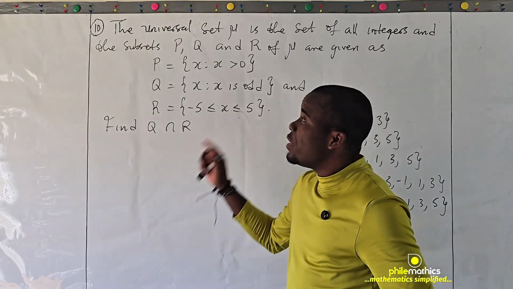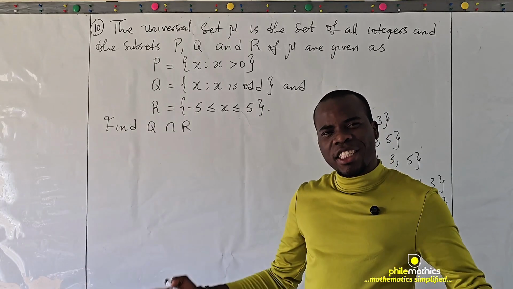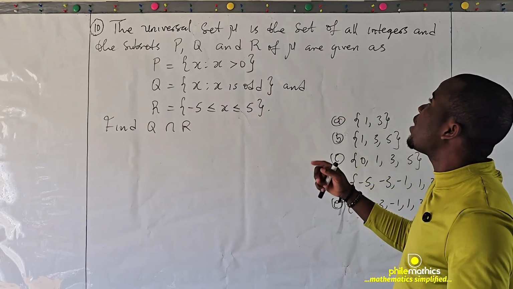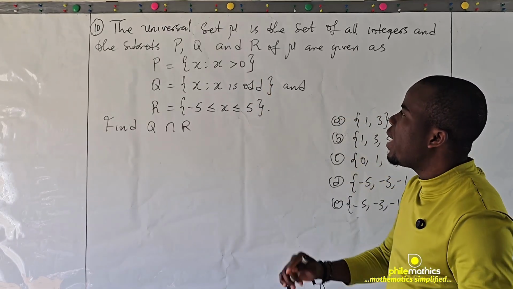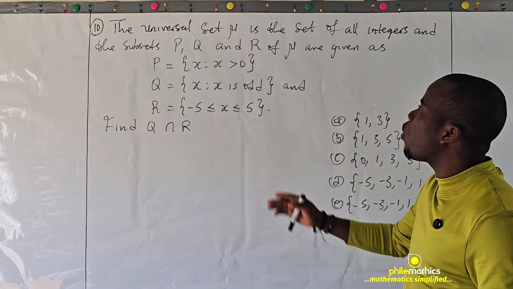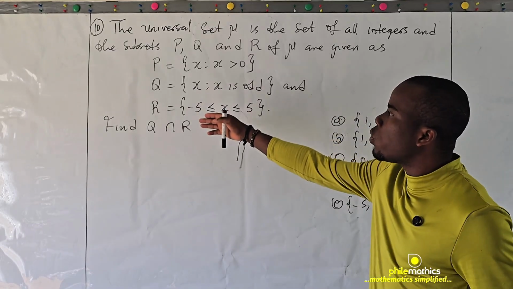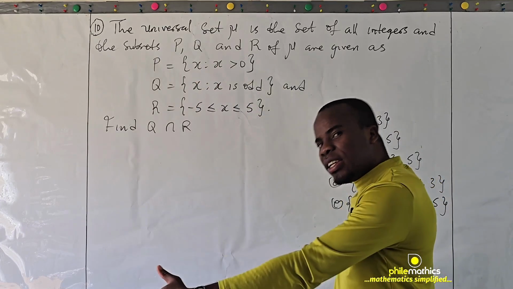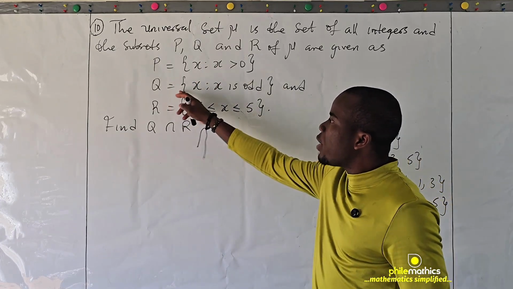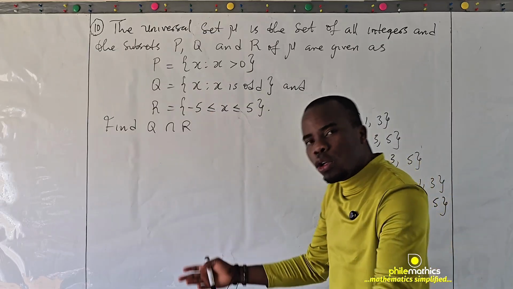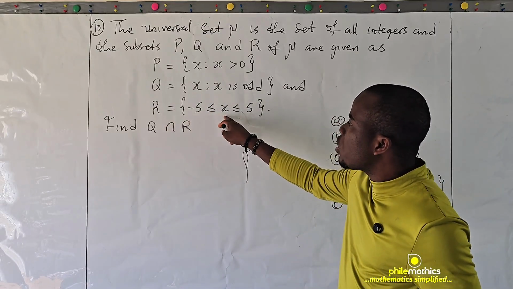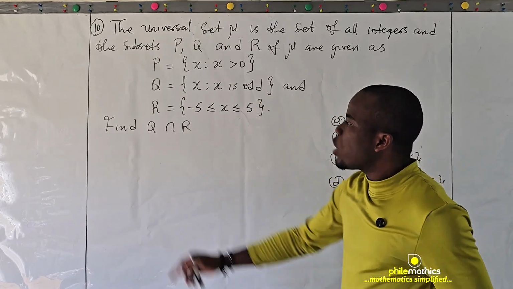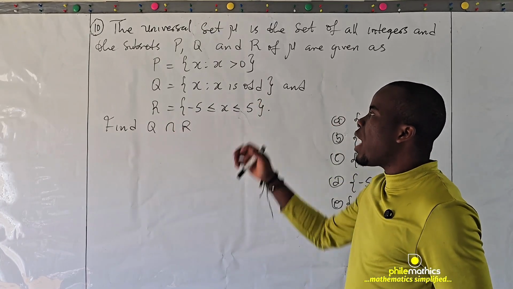The 10th question of NECO 2025 is on set theory. It says the universal set mu is a set of all integers, and the subsets P, Q, and R of mu are given as follows. P are those x such that x is strictly greater than 0. Q are those x such that x is odd. And R are those x such that x is between -5 and 5 inclusive. We are asked to look for Q intersection R.